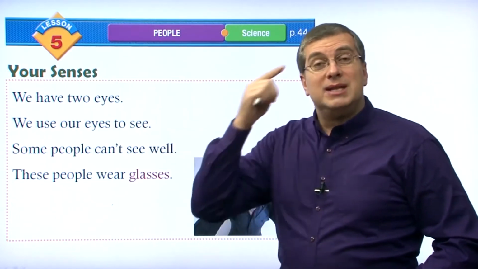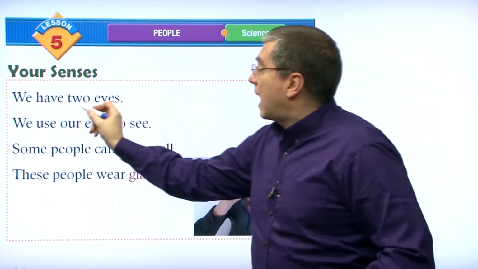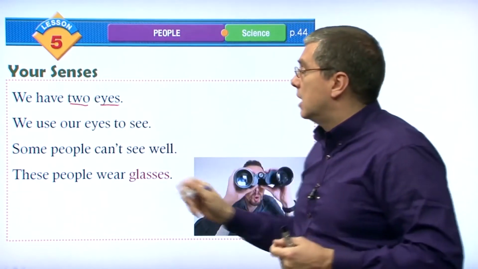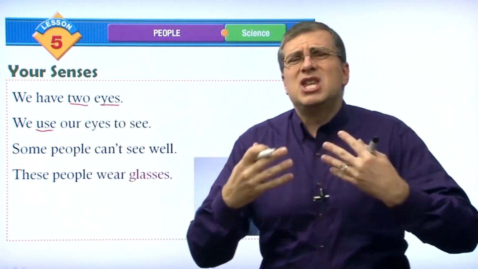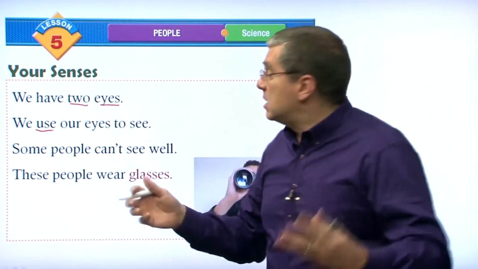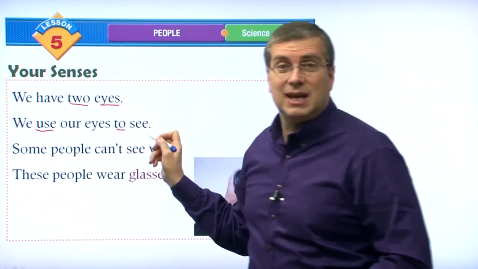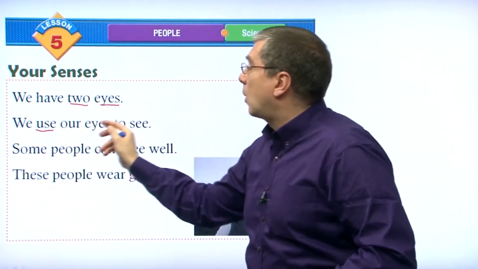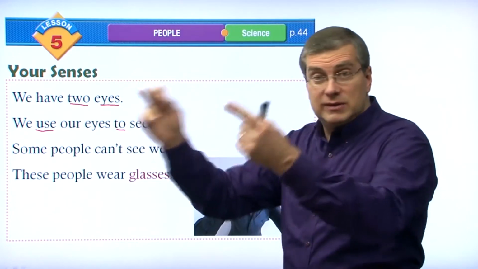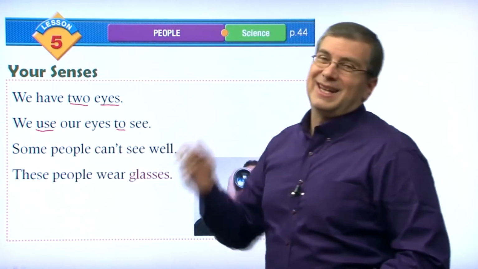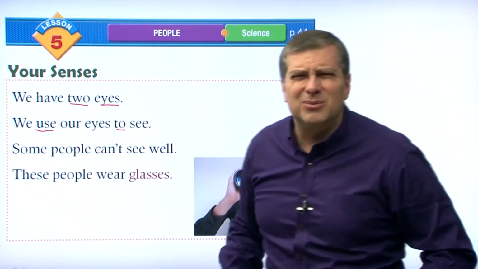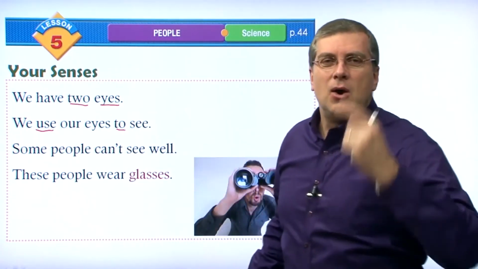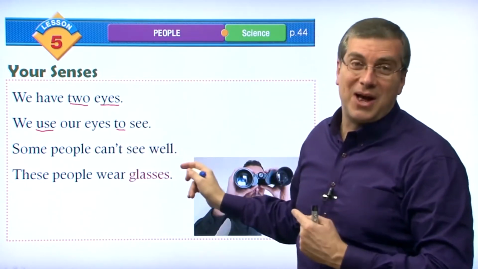We're going to talk about the different body parts. We have two eyes, right? I talked about that before. What do we use our eyes for? We use our eyes to see. We use something to do something else. Some people can't see well, like me. I'm like, who are you? Where? Ah, okay, now I can see you. Hello. Okay, some people can't see well.